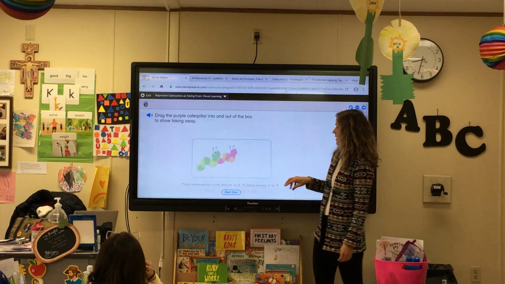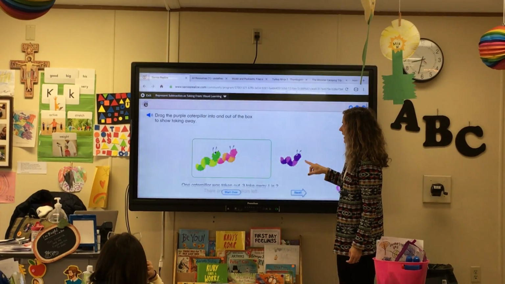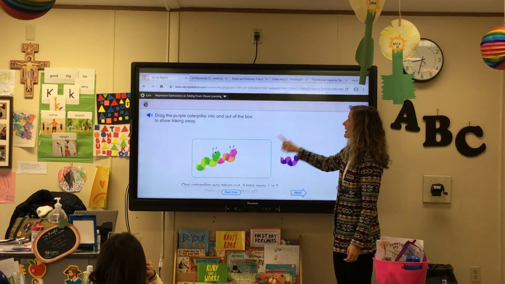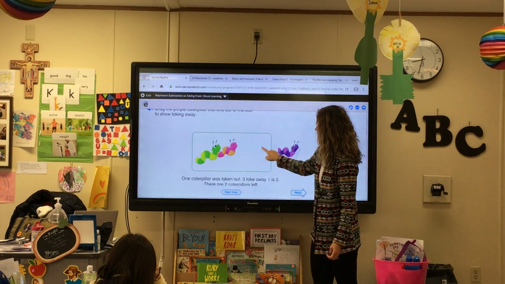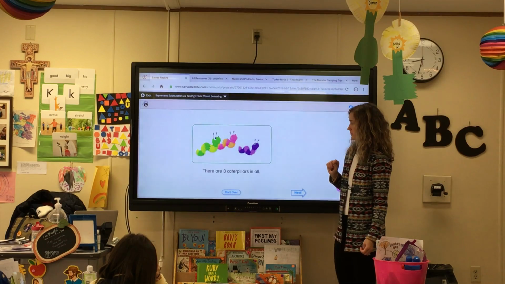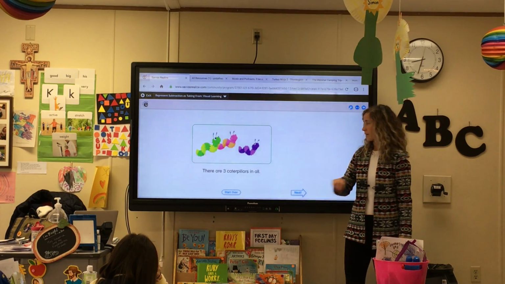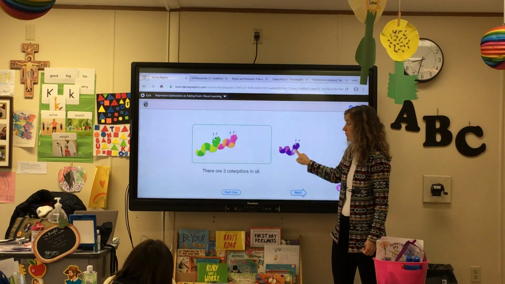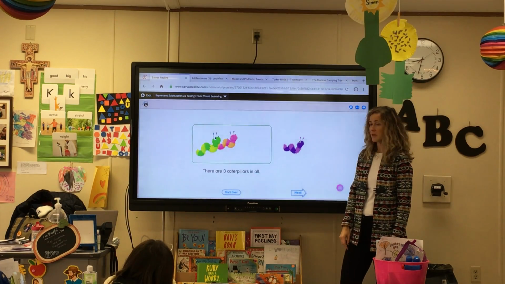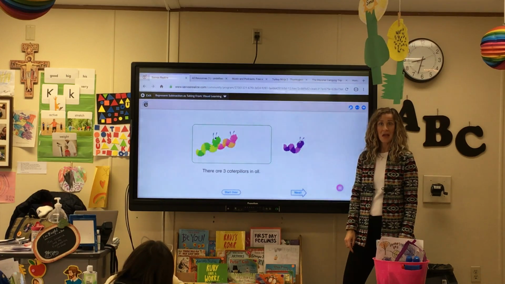Okay, so let's see what they want us to try here. All right, drag the purple caterpillar into and out of the box to show taking away. Okay, so let's put it in the box. There are 3 caterpillars in all. All right, and here he goes wiggling away. Wiggle, wiggle, wiggle. And now, how many do we have left?